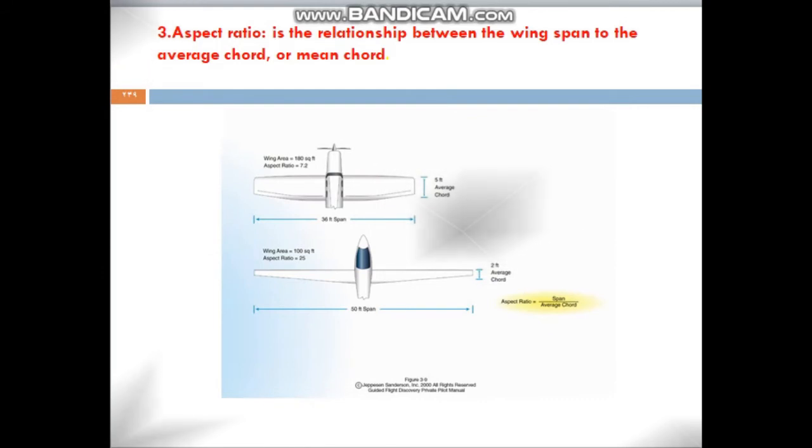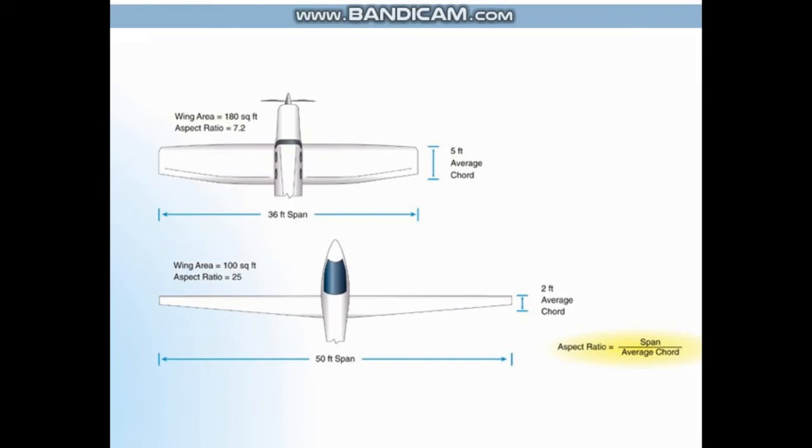The third factor is the aspect ratio. The aspect ratio is the relationship between the wingspan and the average chord, or mean chord. As we see in this figure, the wingspan is the distance from tip to tip, and the mean chord line is the distance from the trailing edge to the leading edge from the middle of the wing.